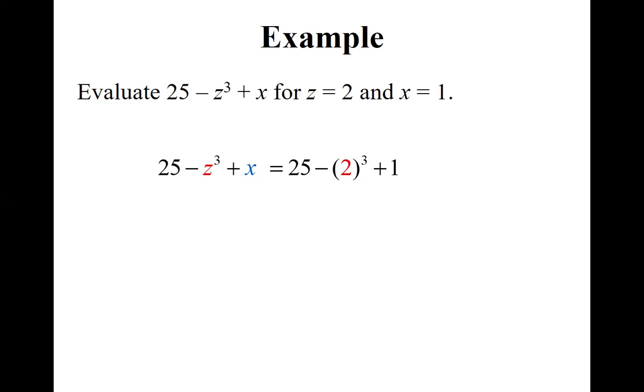25 minus 2 cubed plus 1. Order of operations says take care of the exponent first. 2 cubed is 8. Then order of operations says add and subtract left to right as we come to it. So subtract first, then add. 25 minus 8 is 17, plus 1 is 18.